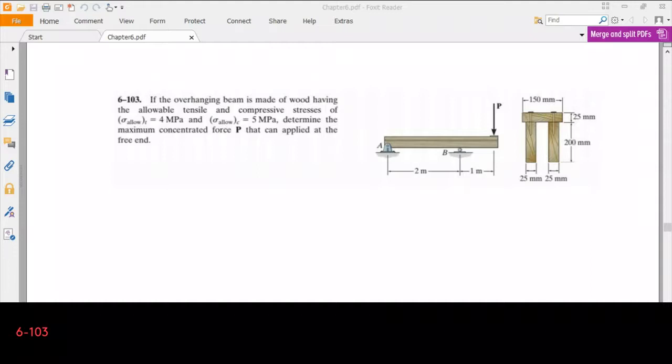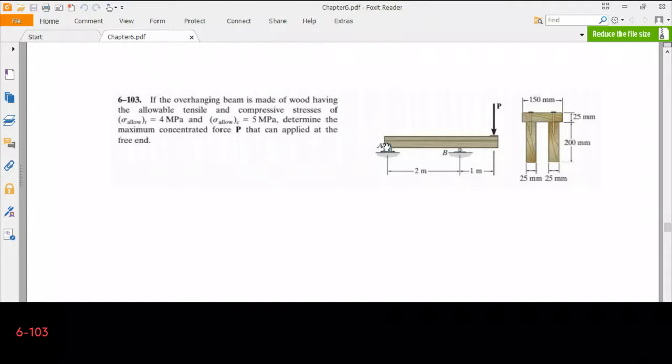Okay, our next problem is 6.103. The question is like this: if the overhanging beam is made of wood having the allowable tensile and compressive stresses of 4 megapascals and 5 megapascals, determine the maximum concentrated force P that can be applied at the free end. So we are given the allowable tensile and compressive stress, and we are asked for the magnitude of the force P which can be applied to the beam.